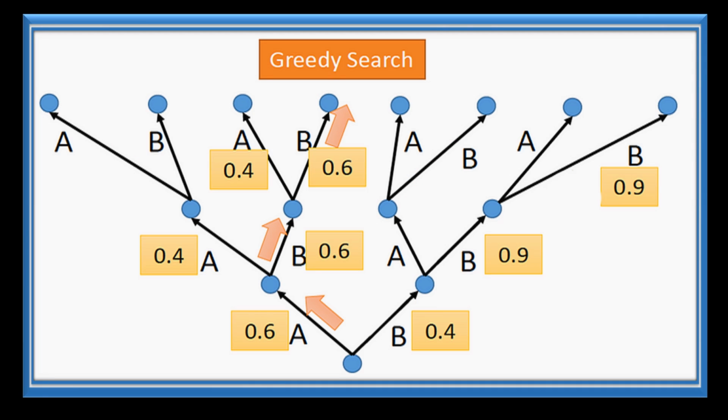Next comes greedy search. Now this greedy search is a simple and straightforward algorithm used in optimization problems to find the solution by making the locally optimal choice at each step. The idea is to make the best choice at each stage without considering the impact of these choices on the overall solution. So while greedy search is computationally efficient, it does not guarantee the global optimum as it does not consider the long-term consequences of the choices made.